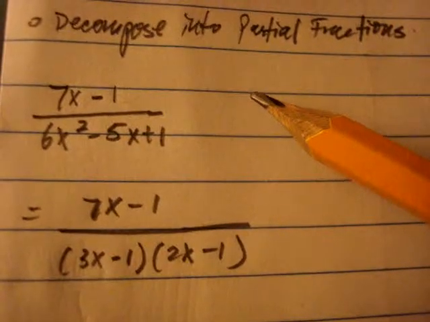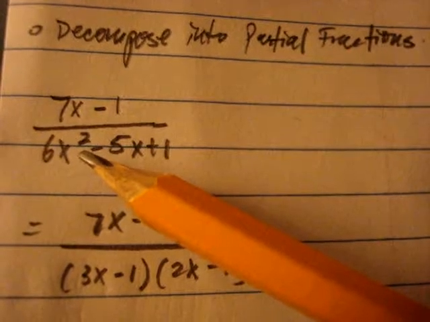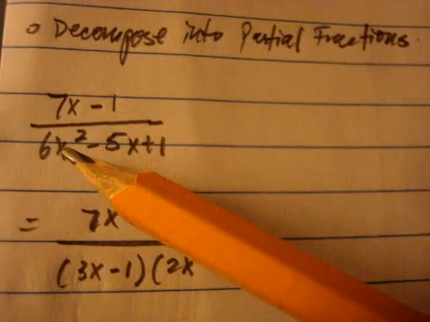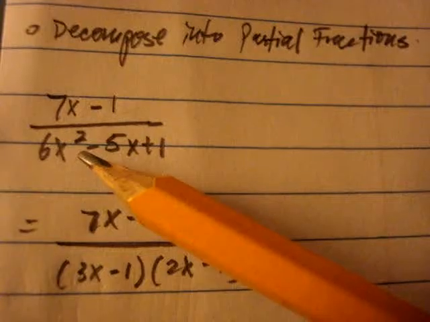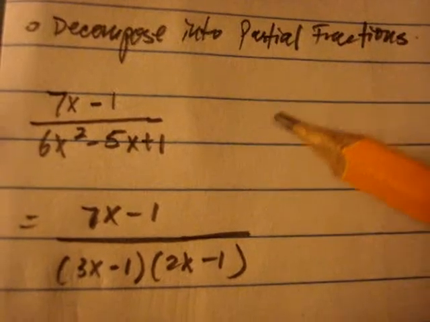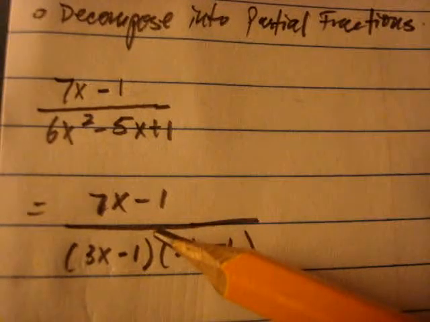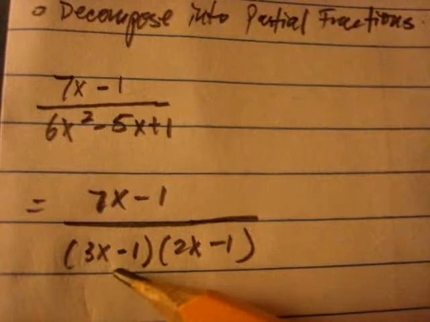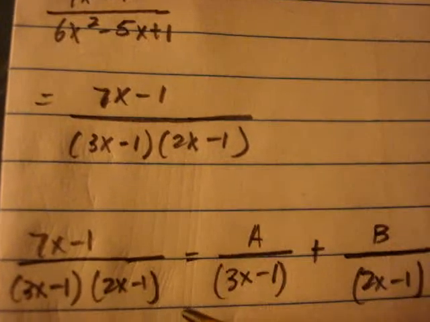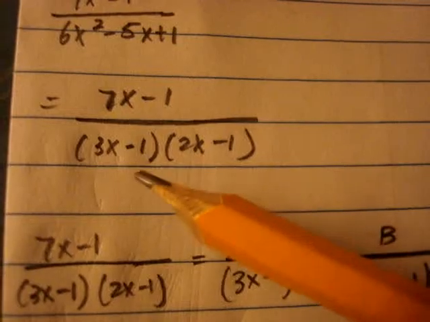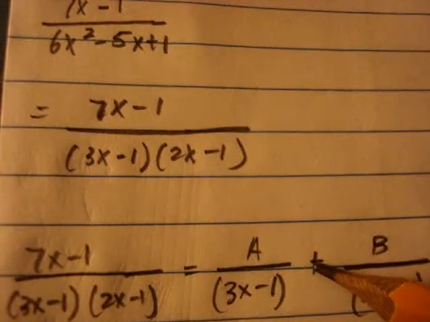Notice that the degree of the numerator is less than the degree of the denominator. So it will follow a specific procedure to decompose into partial fractions. Once you have the factored form for the denominator, the next thing to do is to assign a letter for the 3x minus 1 and another letter for the 2x minus 1. So let's say I assign A for the 3x minus 1 and then B for the 2x minus 1. It's always going to be plus.